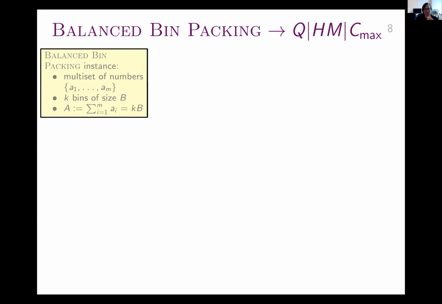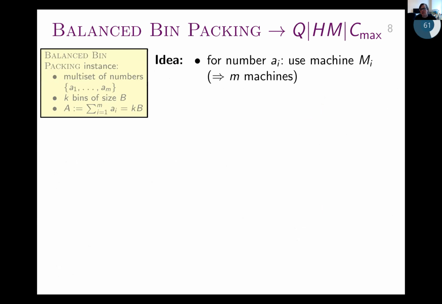So what do we have? We have a balanced bin packing instance. So we have a multi-set of numbers, A1 to AN. We have K bins of size B, and A is our total size of items. The very basic idea is that for an item of size AI, we will encode an item of size AI using a machine MI. Okay, so for each item, we have a machine.